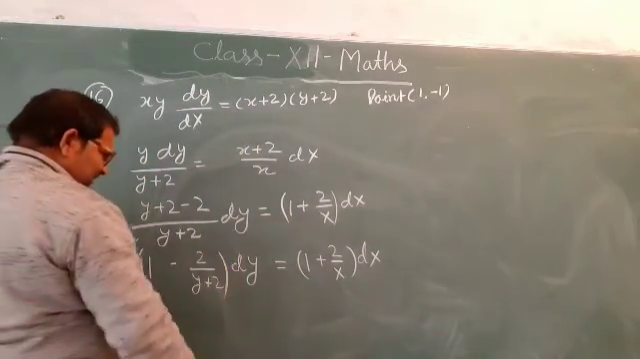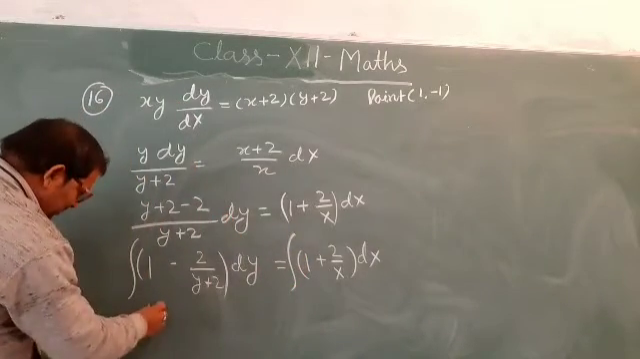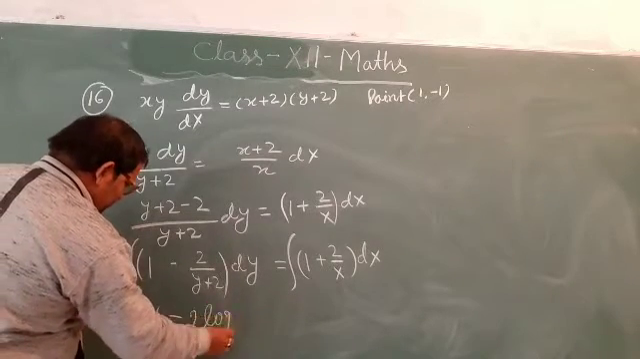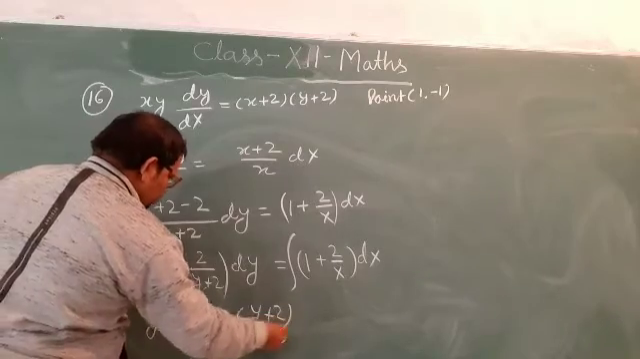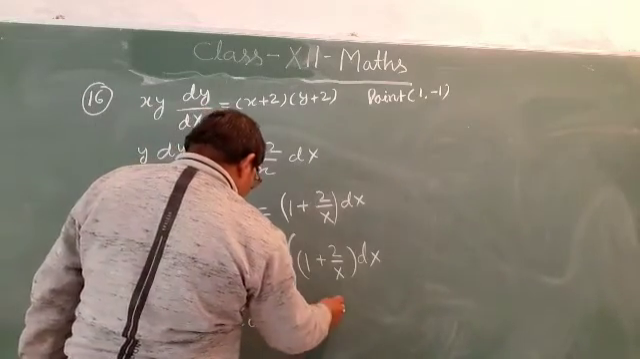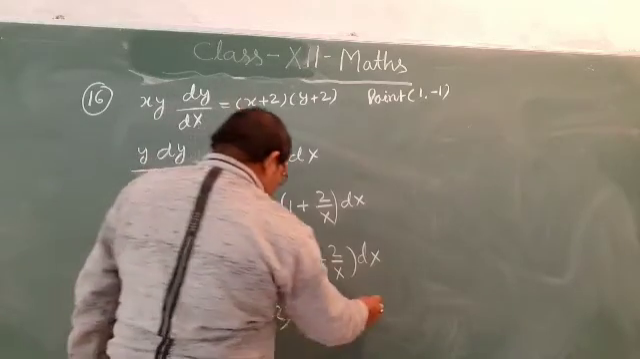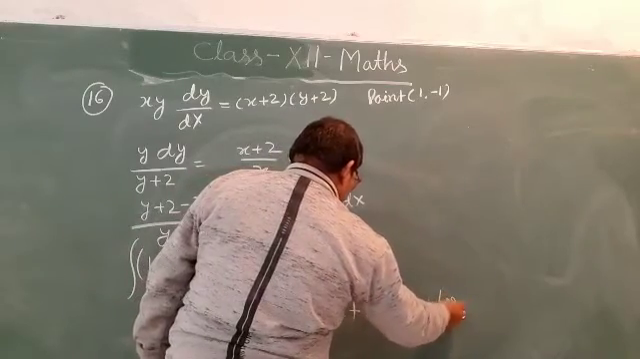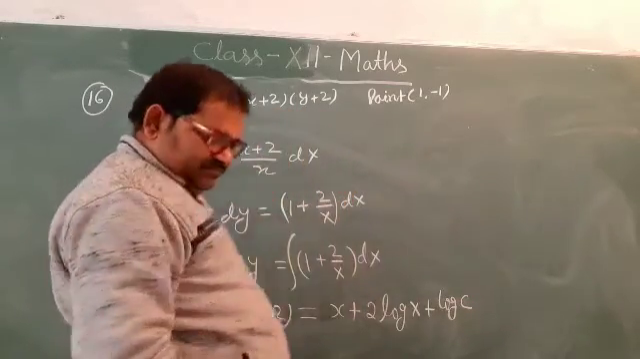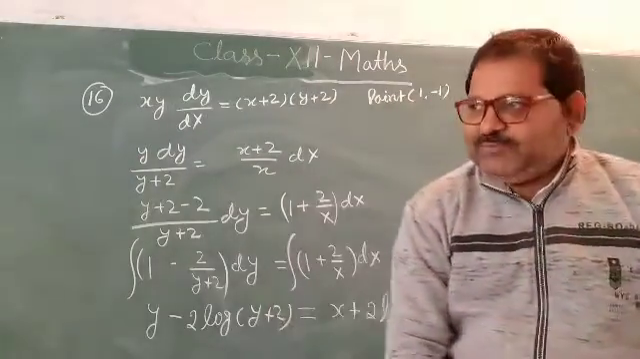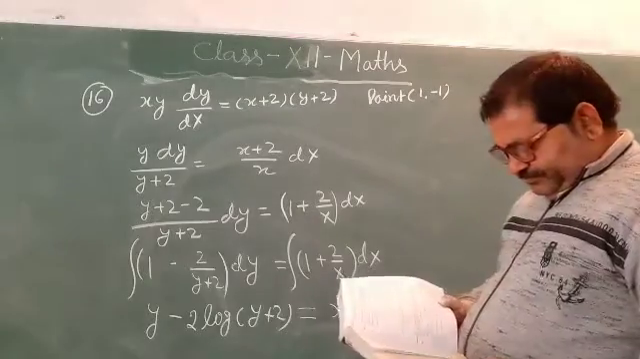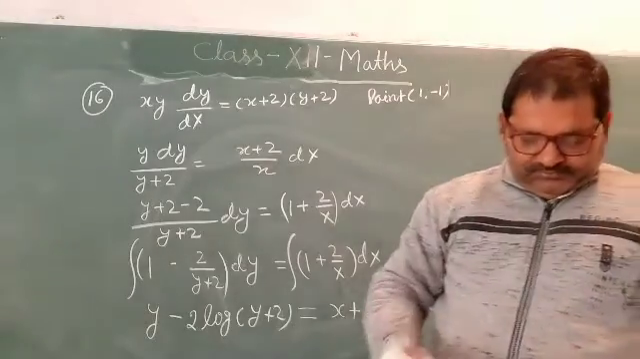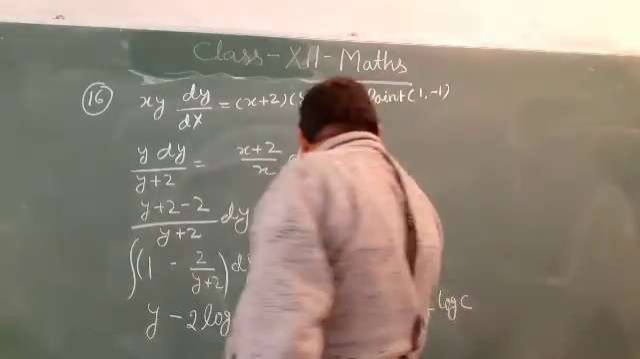After the integral, y minus 2 log(y + 2) equals x plus 2 log x plus log c, that is 2 log x plus log c.